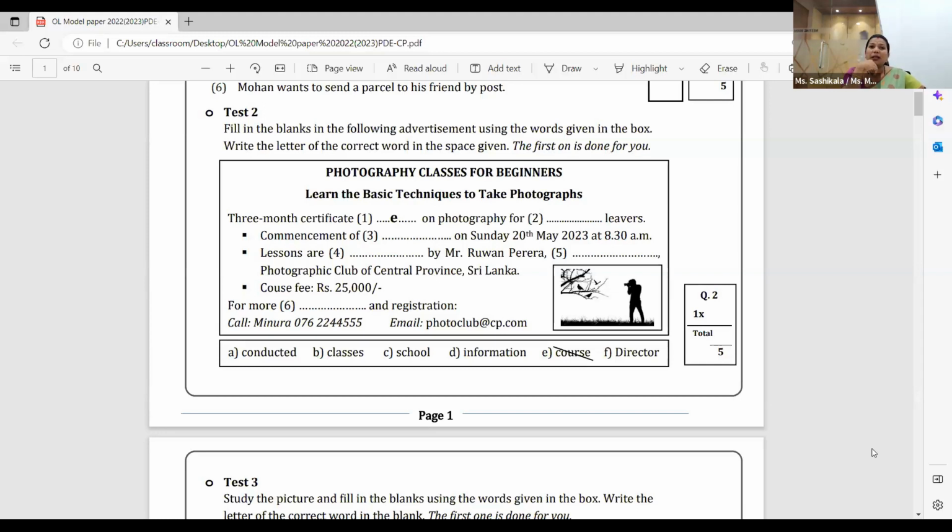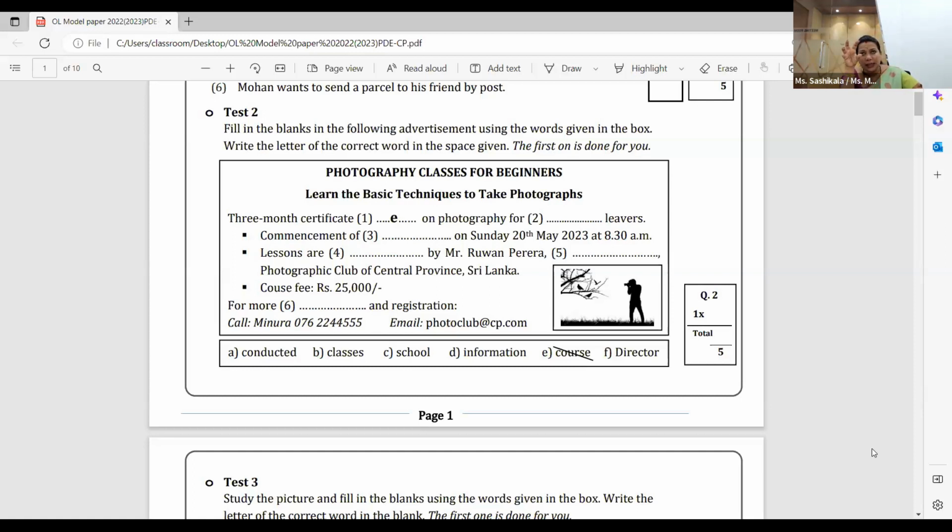Commencement. What do you mean by commencement? Beginning of. On Sunday, they have given the date 20th May 2023 at 8:30 a.m. Lessons are... it has to be a past participle because it says by someone, right? By Mr. Ruwan Pereira. Then blank, Photographic Club of Central Province, Sri Lanka. Course fee rupees 25,000. For more blank and registration, you have to call Minuri or you have to email.